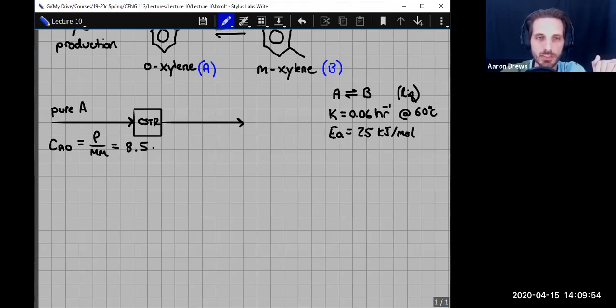If we were to plug in the numbers for pure orthoxylene, we would find that this is 8.5 moles per liter. So if I just have a jar of orthoxylene sitting around, it would have a molar concentration of 8.5 moles per liter. And then it's being fed at a rate of 1 liter per minute.